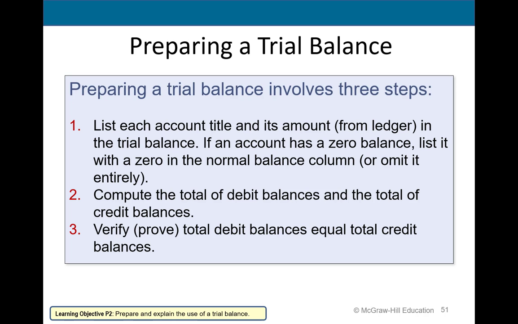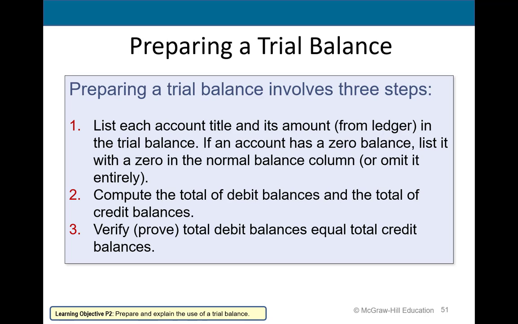Preparing the trial balance involves 3 steps. 1, we have to list each account title and its amount from the ledger in the trial balance. If an account has a 0 balance, list it with a 0 in the normal column balance or omit it entirely. In the real world, we don't put 0 balances in a trial balance. The software will ask for it, but in the real world, know that we don't.